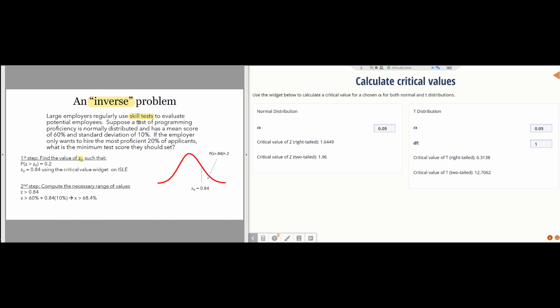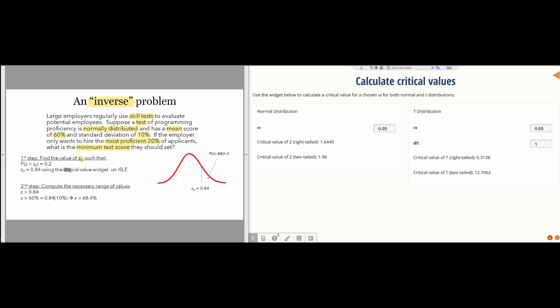So let's suppose that on some test, we know that the results of that test are normally distributed, or at least very close to, and that the mean score on the test is 60% correct, with a standard deviation of 10% correct. The employer here wants to hire the best 20% of applicants. And so the question is, in order to hire the best 20% of applicants, what minimum test score should the employer establish?